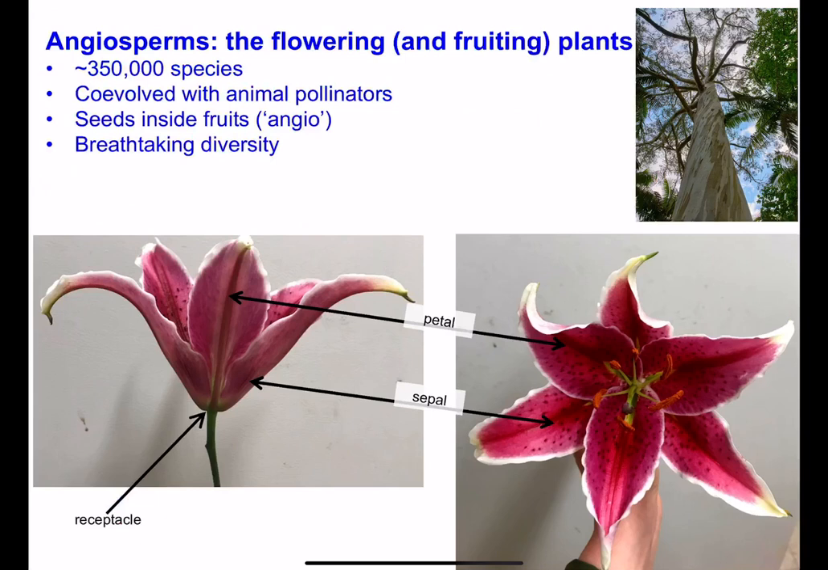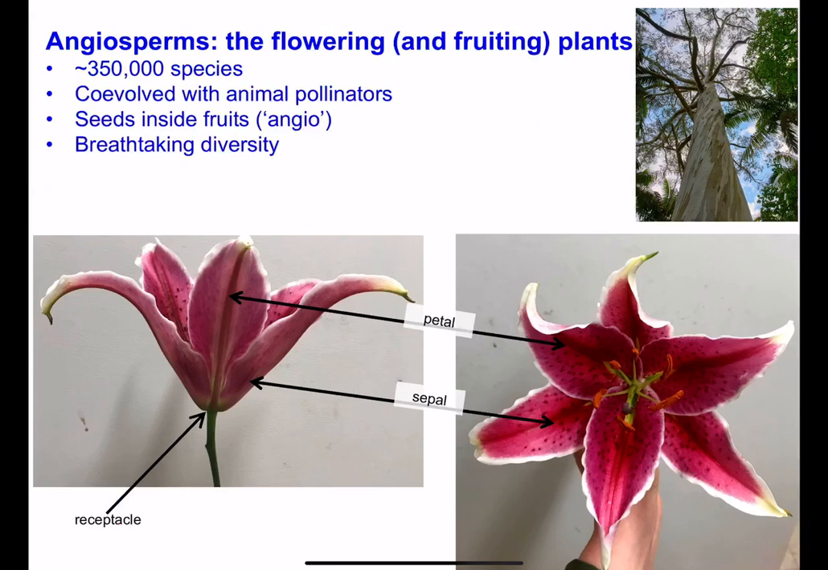Another thing that all angiosperms have is seeds inside of fruits, and this has to do with the root angio. The suffix sperm literally means seed, and angio means covered. So covered seed, as opposed to gymnosperm. Gymno means naked, so gymnosperm means naked seed. The difference here is that angiosperm seeds are surrounded by a fruit.